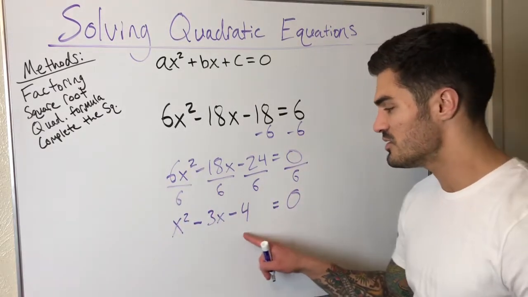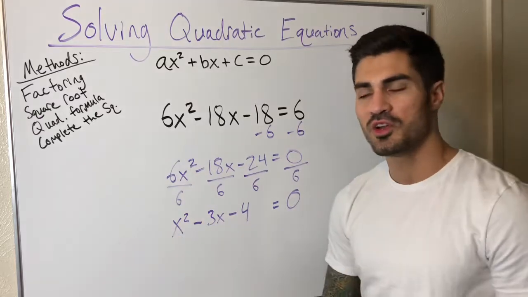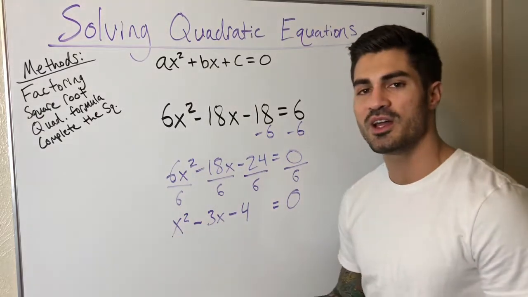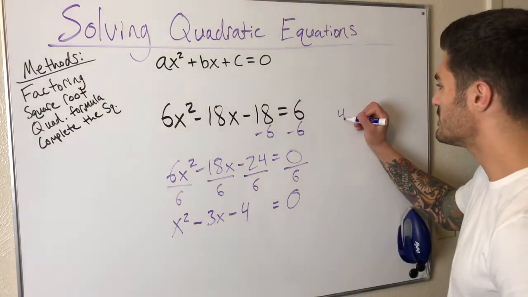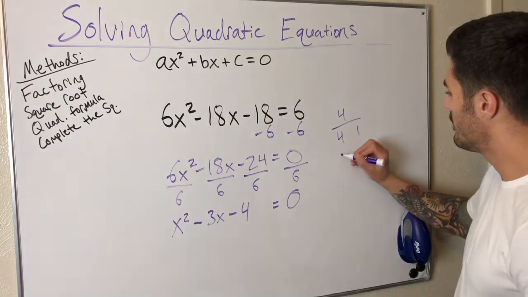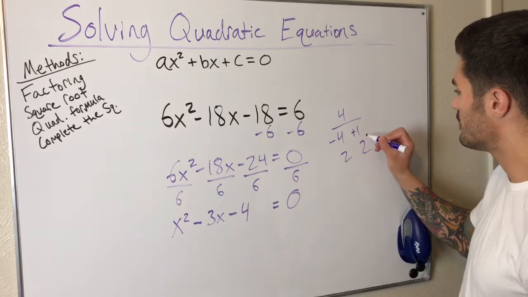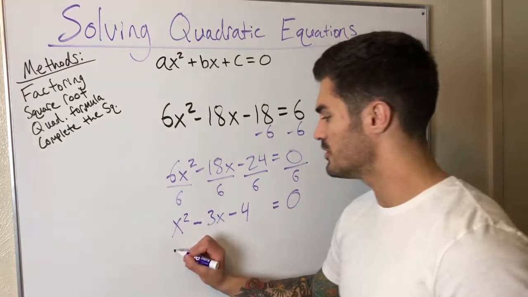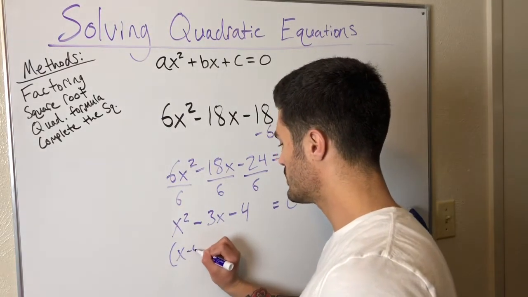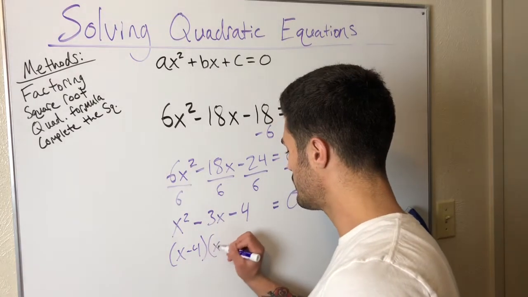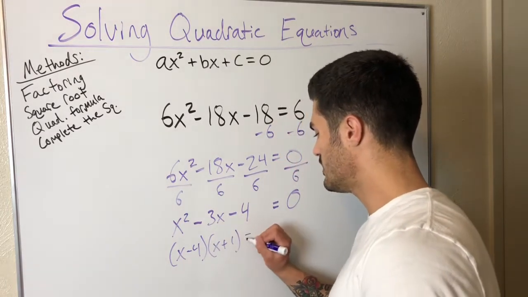So now I'm going to factor this trinomial where a equals 1. So I can just look for two numbers that multiply together to be negative 4 and add together to be negative 3. I believe that's going to be minus 4 plus 1. Let's make sure that's right. x minus 4 times x plus 1. Yeah, that gives me what I need.